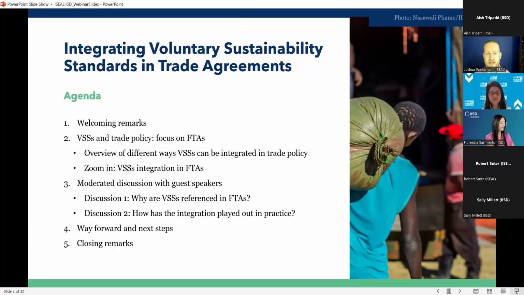Then we'll have a moderated discussion with our guest speakers, discussing why VSS are referenced in free trade agreements, and also how has the integration played out in practice? What are we learning from this? And then we'll have discussion of the way forward and next steps. And throughout all of this, you can submit questions in the Q&A function of Zoom. And then I'll do some closing remarks.